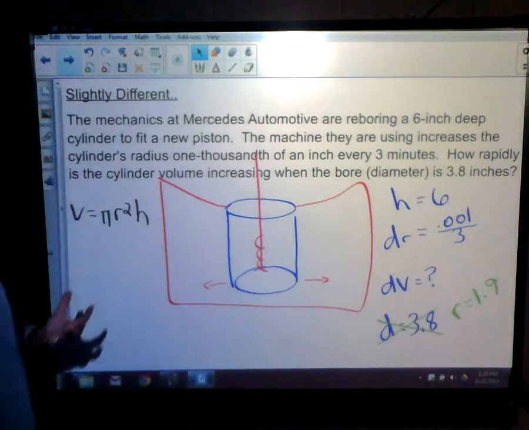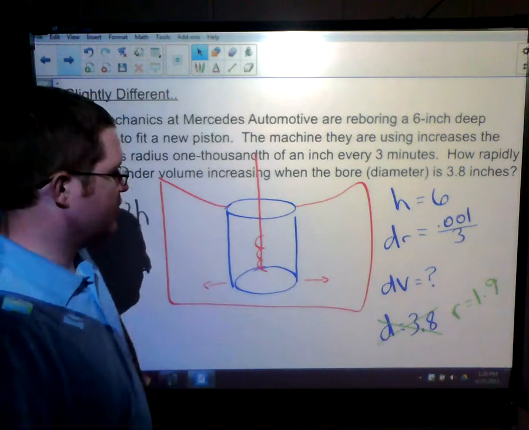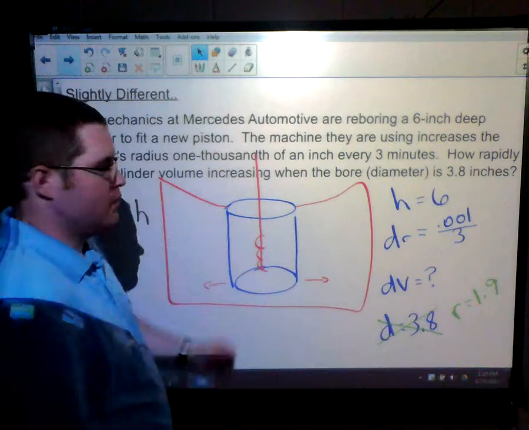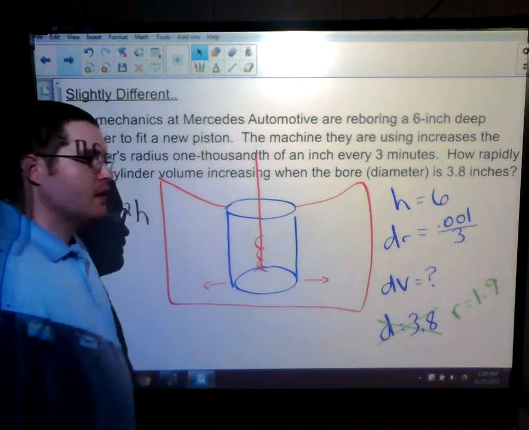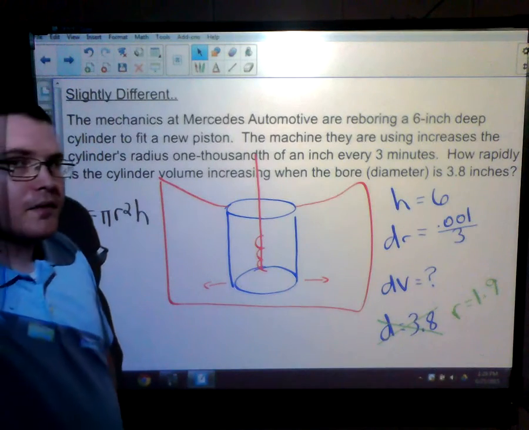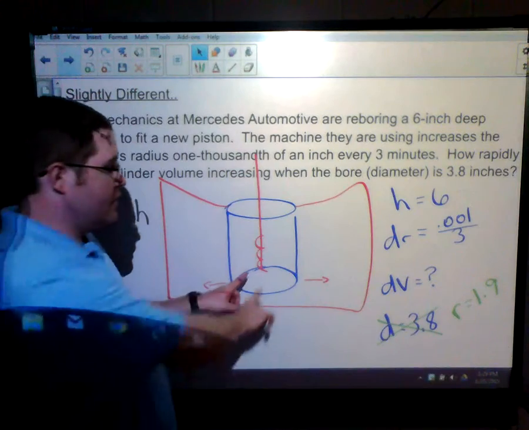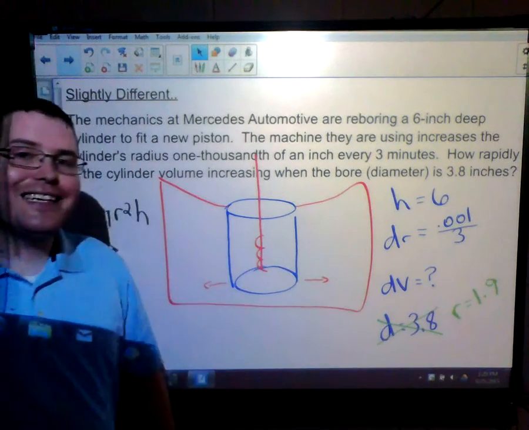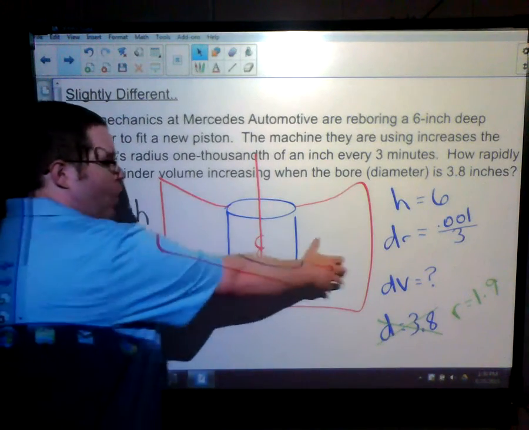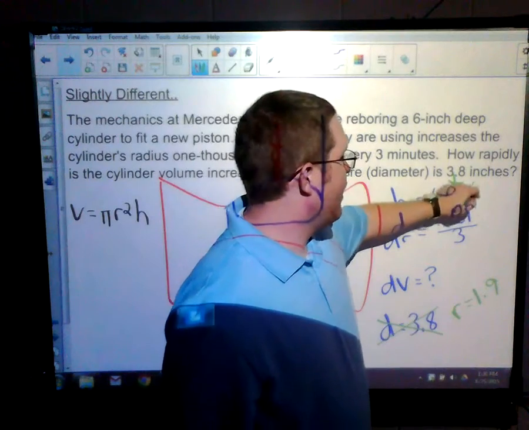Also, before I get further, let's stop and think about this. Here's the cylinder. It's in this block of metal. This hollow cylinder is getting bigger this way. The volume is getting bigger because the cylinder is getting bigger. What isn't changing? The radius is getting bigger, but the height isn't. The height is constant. I'm not getting deeper, I'm only getting wider. So this height is constant.